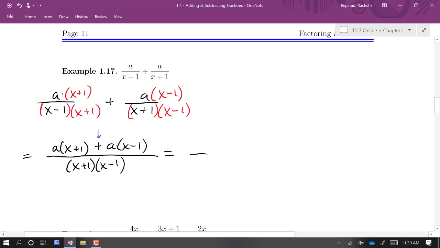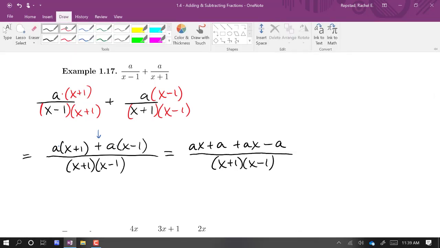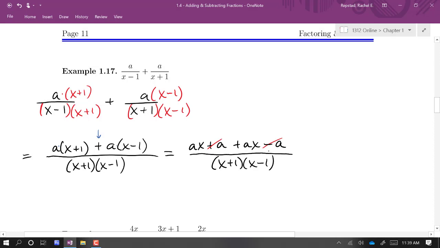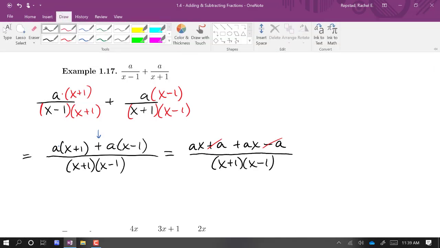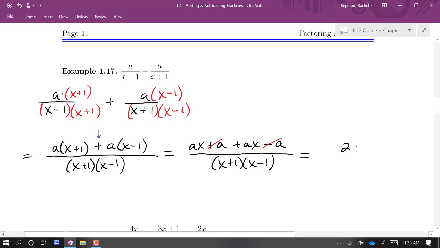So again, the denominator I'm going to leave as is. Up top I have ax plus a plus ax minus a. I can see that the plus a and the minus a will cancel, and then we have ax plus ax, or 2ax, over x plus 1, x minus 1.